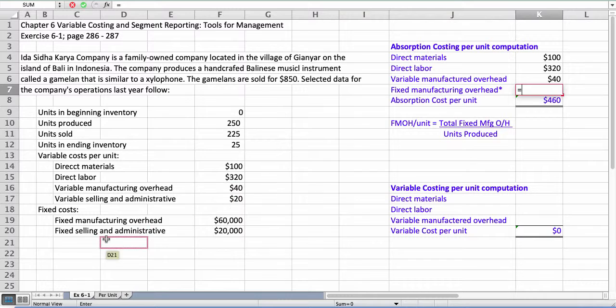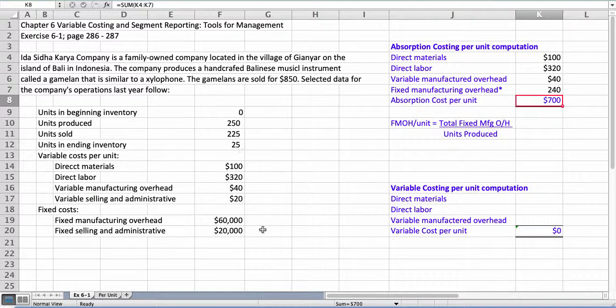So as you'll notice, it's a total dollar amount, $60,000 for the whole period of time. We take that number, which is 60,000, and divide it by the number of units produced, which is 250. So there you have it. The absorption cost per unit is $700.